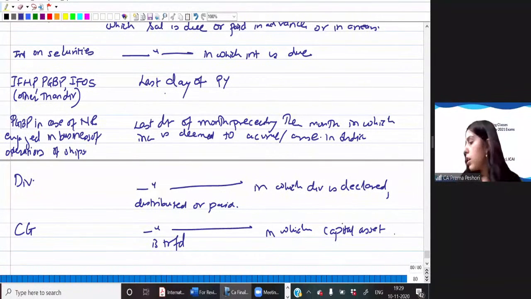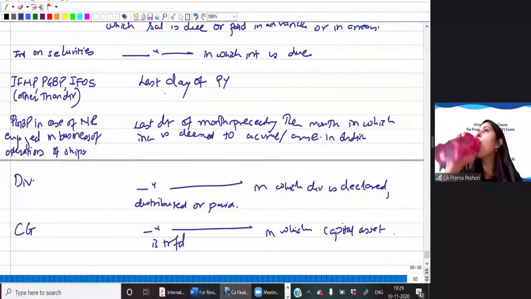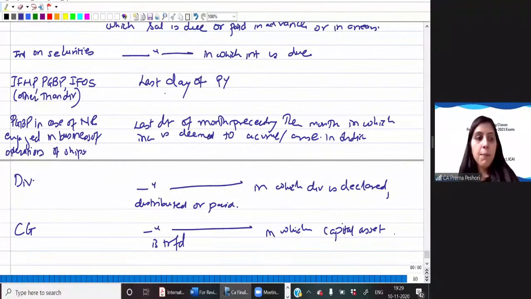So if you do not have any doubts, we can take a 10-minute quick break and then we can solve the sums on this DTAA part. So we quickly take a short break and then we get back.